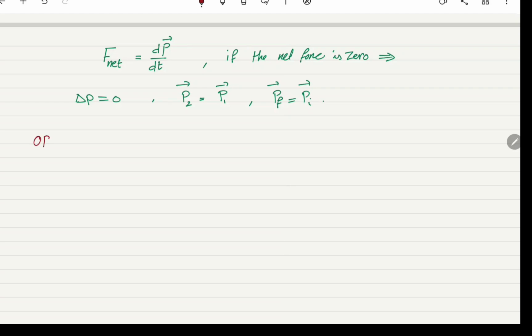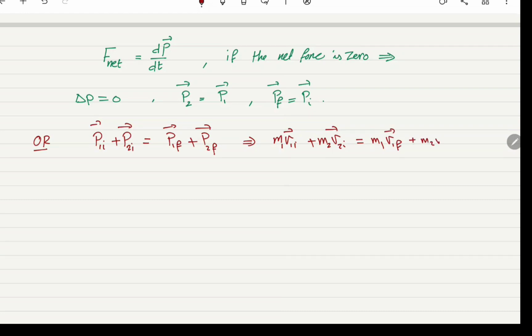Or if we have a system of two particles, P1 initial plus P2 initial equals P1 final plus P2 final. In other words, M1 V1 initial plus M2 V2 initial equals M1 V1 final plus M2 V2 final.